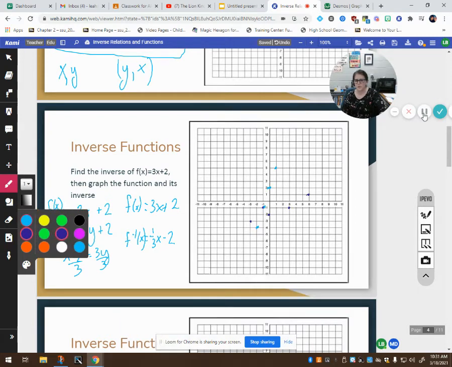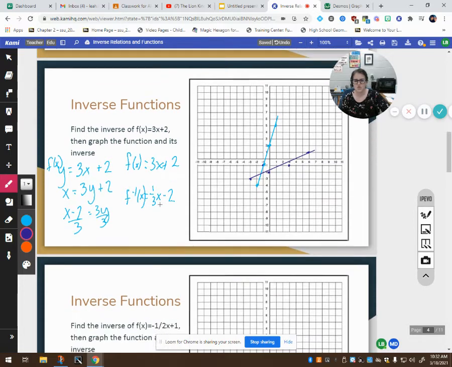Okay, so I've plotted the points. I didn't draw the lines because I wanted to show you a trick I learned this week. If you hold the shift button down and then draw your line through the points while holding the shift button down, it makes a beautiful line. Isn't that nice? So let's try it again. And there it is. There is our function in the blue and its inverse in the dark purple on the graph.